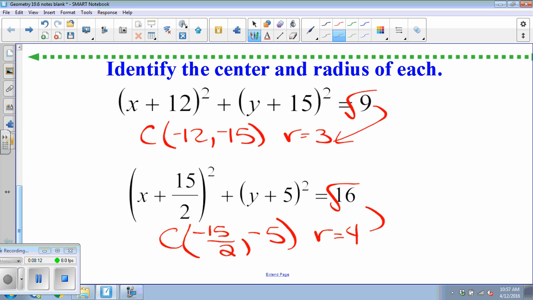Now, when we take the square root of something, we normally do plus or minus. Why don't we do minus? Because it's a distance. You can't have a negative radius. All right? So you only consider the positive case. Okay? Any questions?